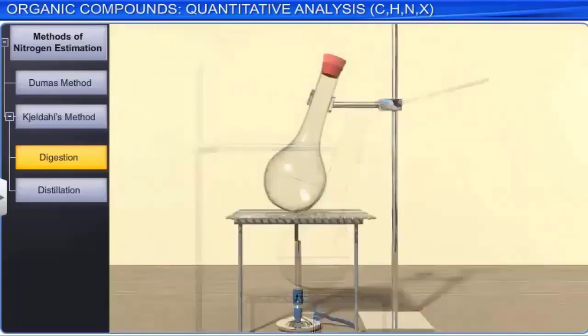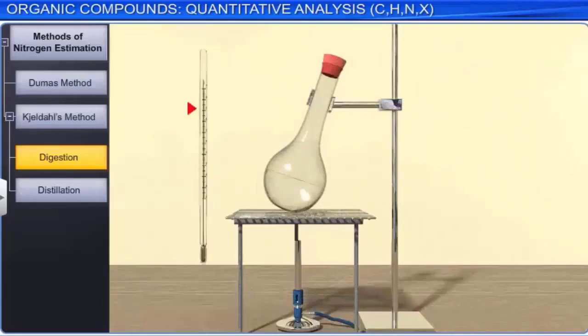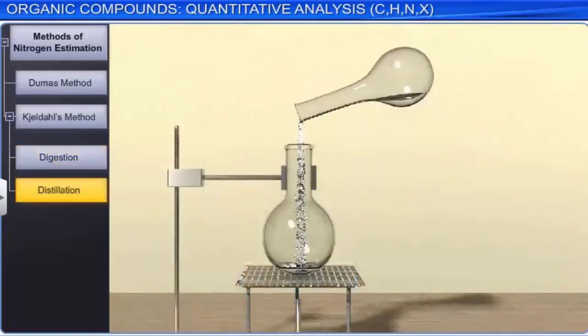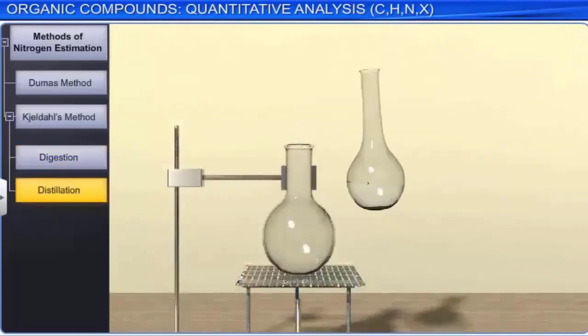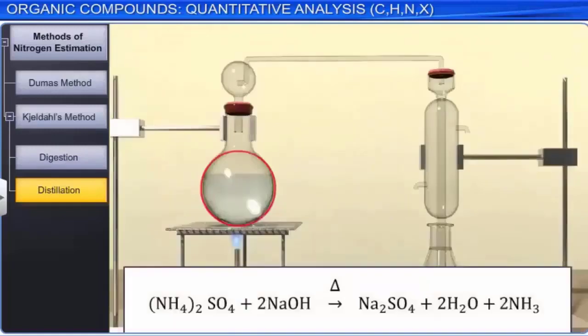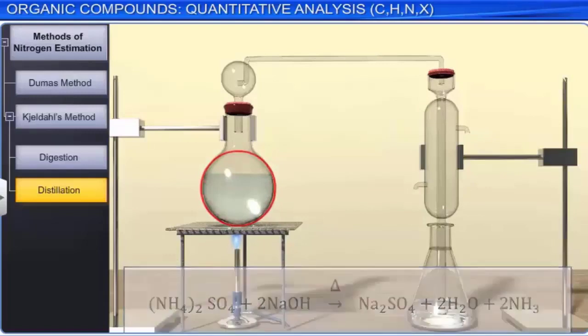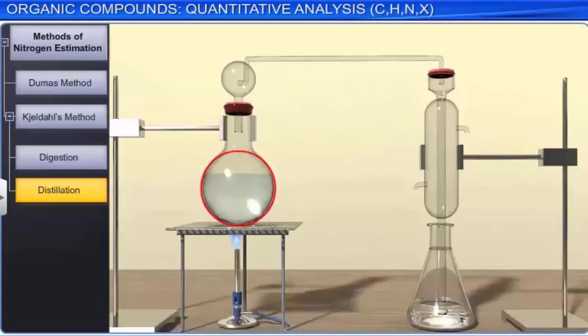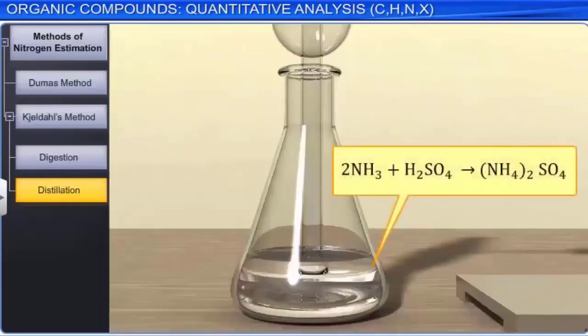Now, the contents of the flask are cooled and transferred into a distillation flask and heated with concentrated sodium hydroxide to liberate ammonia gas. This is the distillation stage. The ammonia produced in this process is absorbed in a known volume of excess of standard solution of sulfuric acid.